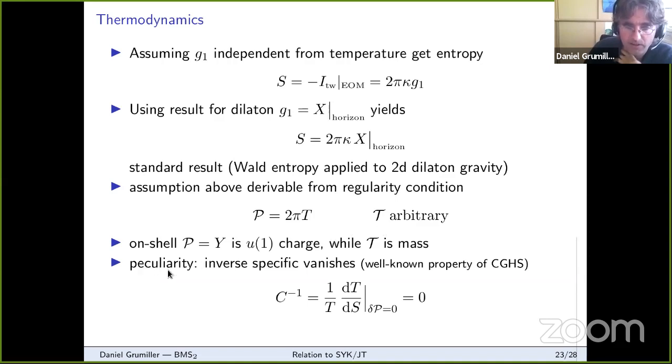And one peculiar consequence of this is that the inverse specific heat vanishes. This is in fact a well-known property of CGHS. So if you calculate the inverse specific heat defined here, the dT by dS, you find this is 0.